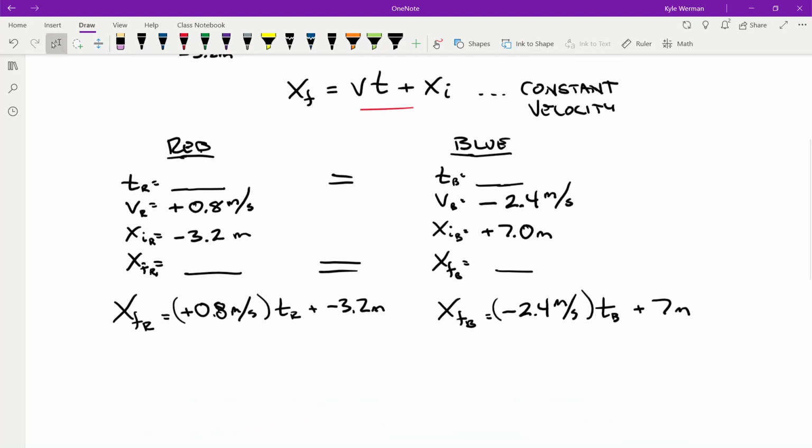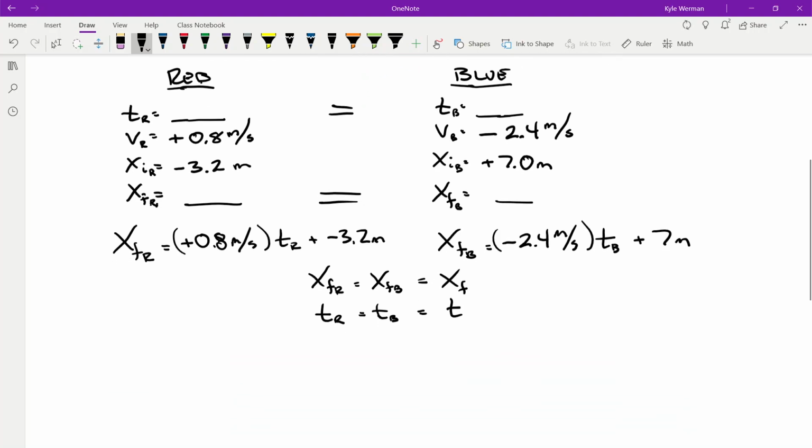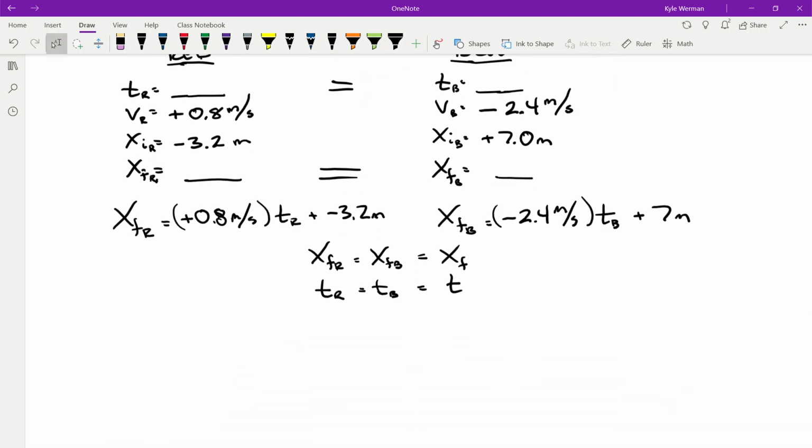But because those variables are the same, we know that x final for the red is equal to x final for the blue. We can just call it x final. And the time for the red is equal to the time for the blue. So we'll just call that t, which means we really have two equations with the same two unknowns. And so I can write out these two equations, and we have now, instead of x final in the red, let's just call it x final. Now, if you look at the units, I have meters per second and meters. Everything's in meters and seconds, so I don't have to worry about my units at this point.